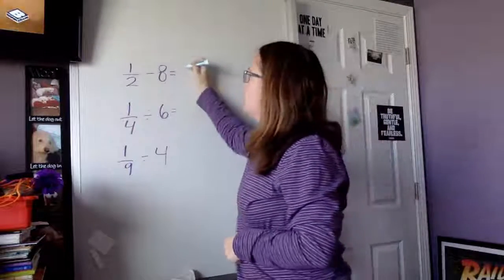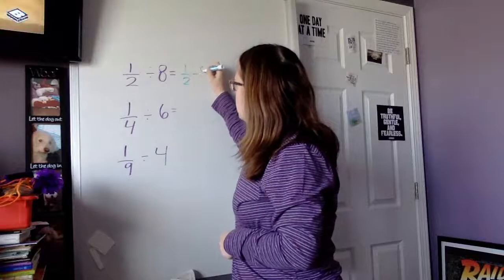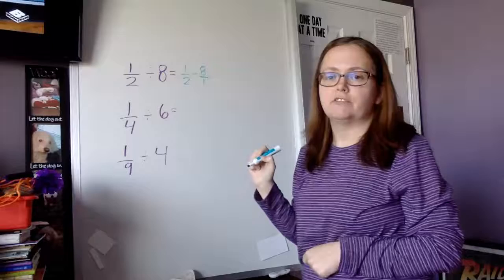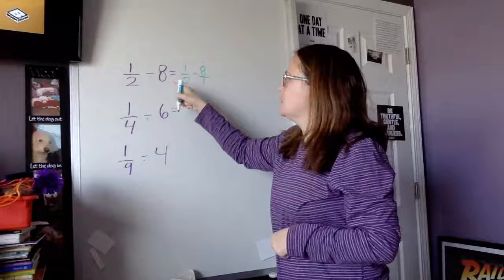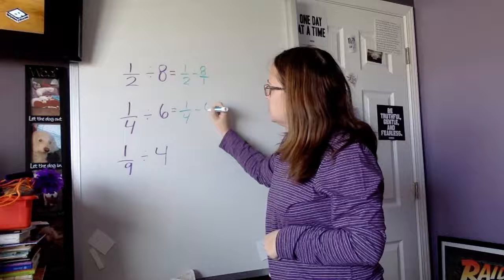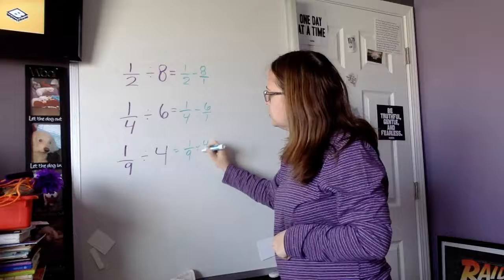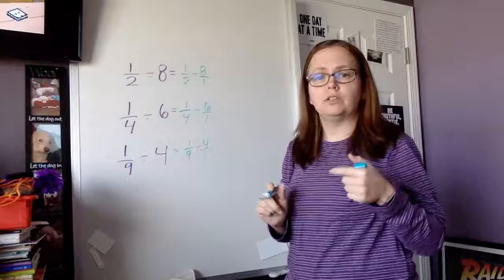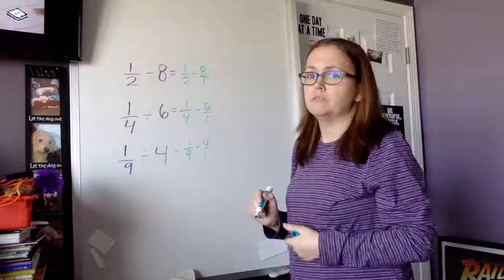It would be helpful if you rewrote each problem and made your whole number into a fraction. And remember, in order to make your whole number into a fraction, one of the ways to do that is just to keep the whole number and then put it over 1. So we turn 8 into 8 over 1, and we turn 6 into 6 over 1, and we turn 4 into 4 over 1. Okay, so remember, when you have a reciprocal of something, you're flipping it so that the numerator becomes the denominator and the denominator becomes the numerator.